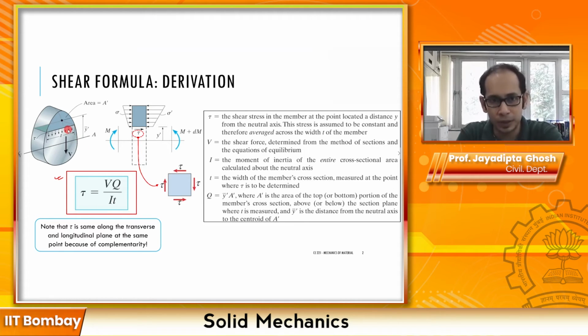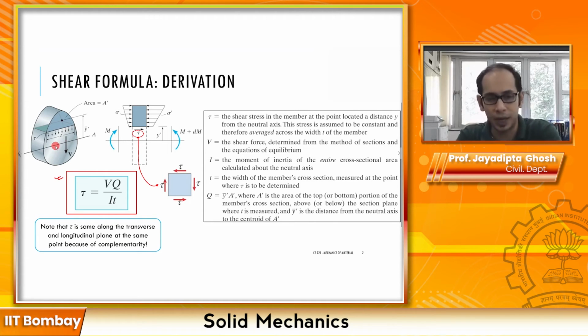And lastly, the important thing which we discussed, this parameter Q, as described here as well, is y bar prime times A prime. A prime is the area of the top or bottom, because the integral of y dA for the entire section is 0, so it must be equal and opposite, of course with a modulus sign. It is the area of the top or bottom portion of the member's cross section above or below the section plane where the t is measured. So if this is your section plane, you either take the area of the top, A prime times y bar prime, or you consider the area at the bottom and the distance from the neutral axis to the y bar prime of the area at the bottom.